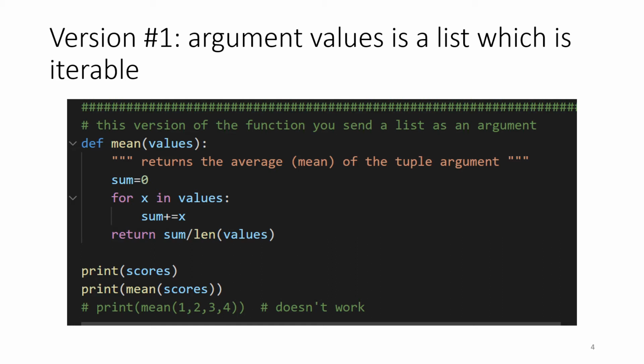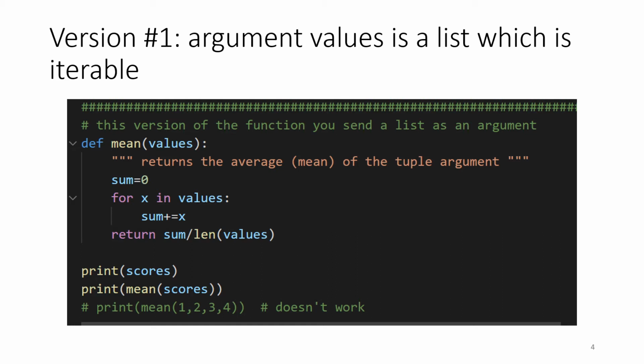And so we start off with a sum of 0. We start a for loop because values is iterable. X stands for a given element in the loop. And then we are summing up those elements, and then when we are done with the for loop, we are returning the sum divided by the length, or the number of the arguments. That gives us the average.